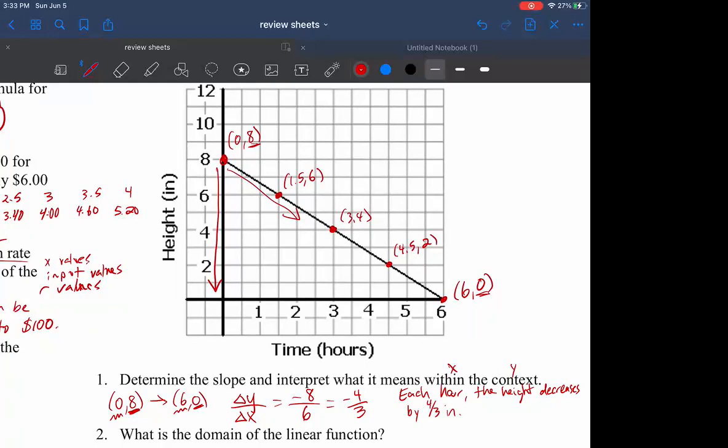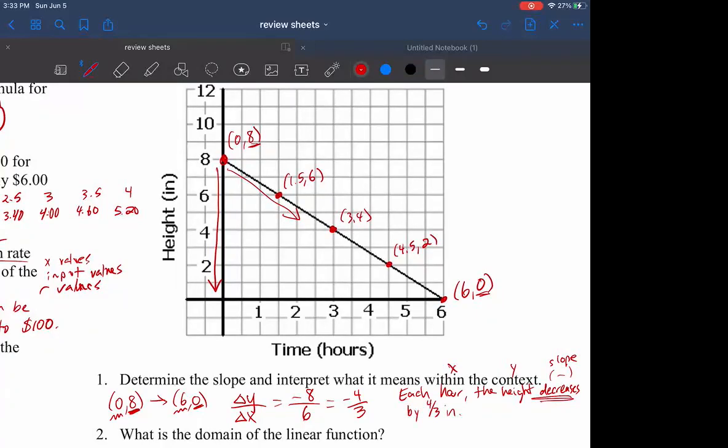So it decreases by 4/3. I wouldn't say decreases by -4/3. I would just say decreases 4/3. The word decreases indicates that it's a negative slope. If you had a positive slope, you would just replace the word decreases with increases. So that's one way you could describe it.